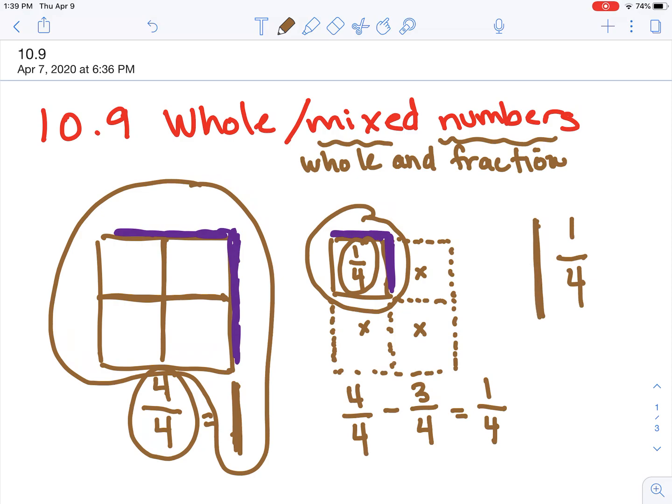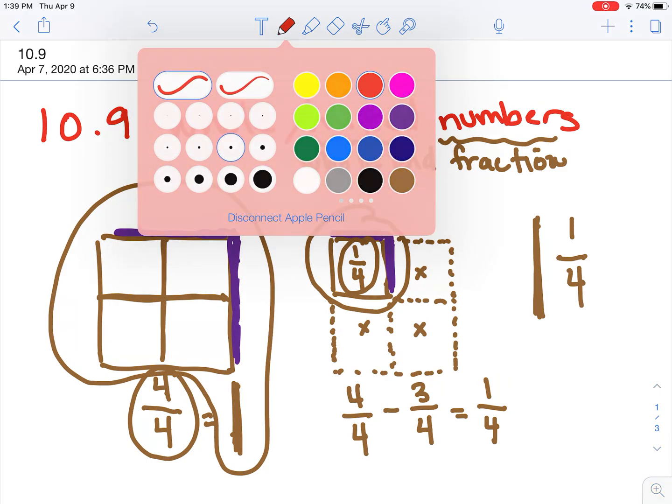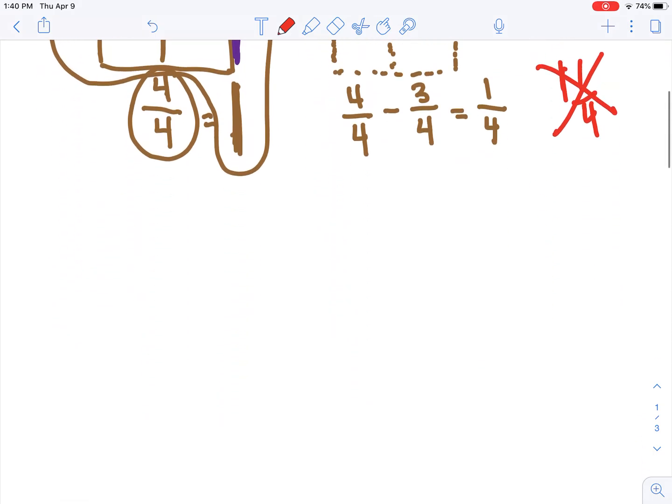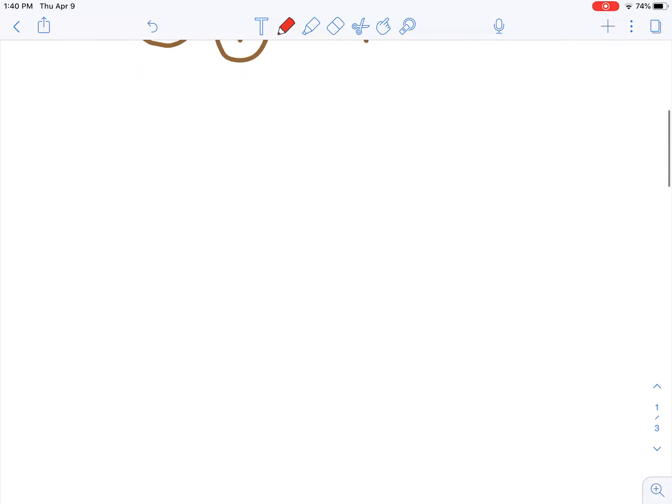Make sure your number 1 is tall, so we know that's a whole one. If it gets sloppy, boys and girls, this is what I don't want to see. 1 and 1/4. What does that look like to you? That looks like 11/4. That is not the same thing. Make sure your whole number is as tall as your whole fraction. 1 and 1/4.